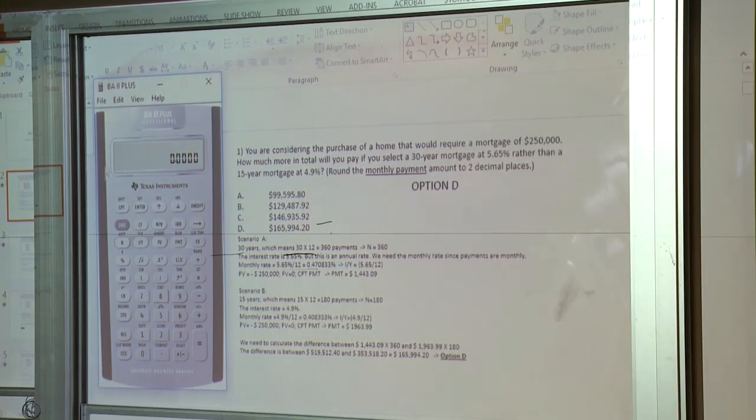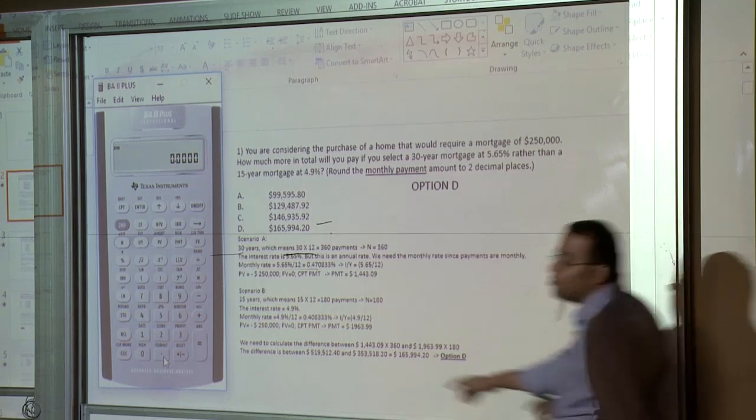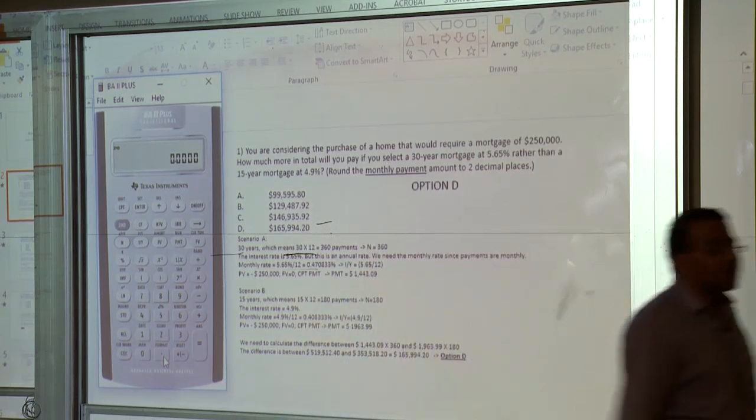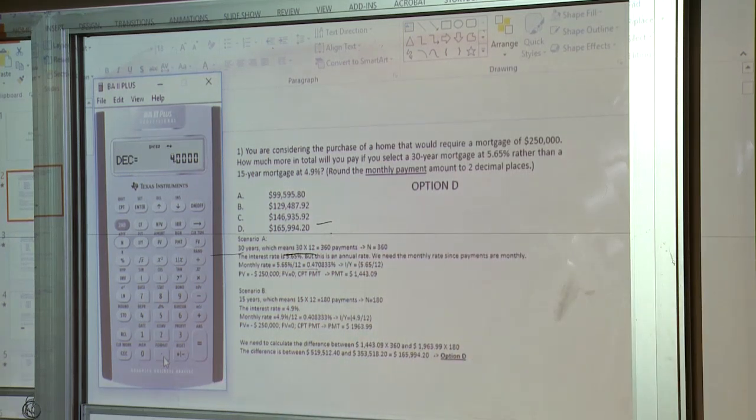So the first thing you do is you click on the second button here. Okay, this button that's called second, and then you click on the decimal point button. Okay, the function that's actually going to work is the format that's written on top of the decimal point. So when you click on the decimal point button, it's going to ask you DEC equal to something.